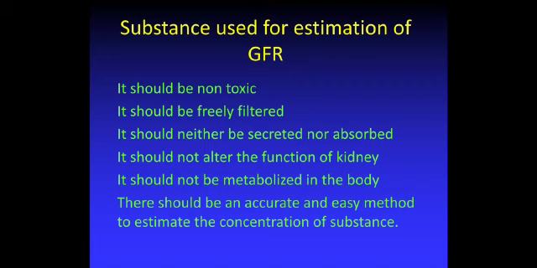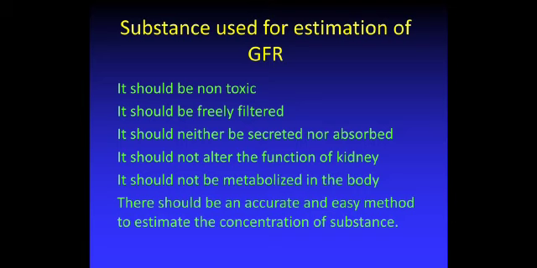How is GFR estimated? The substance used for estimating glomerular filtration rate is inulin, a fructose polymer from Dahlia. Inulin clearance is used to measure GFR. The substance should be non-toxic, freely filtered, neither secreted nor absorbed, should not alter the function of the kidney, and should not be metabolized in the body. There should be an accurate and easy method to estimate the concentration of the substance.